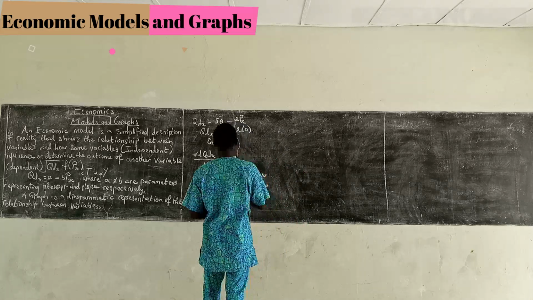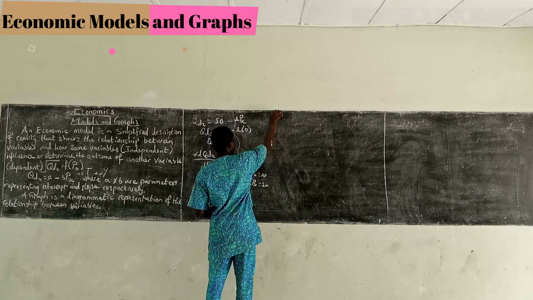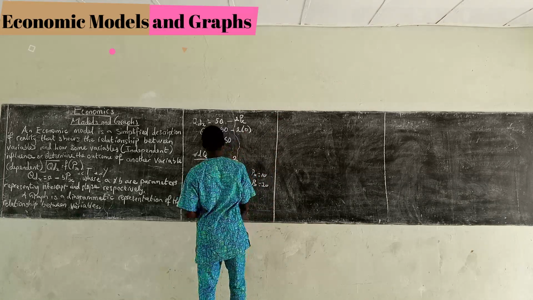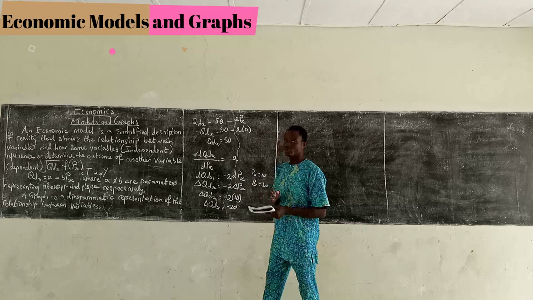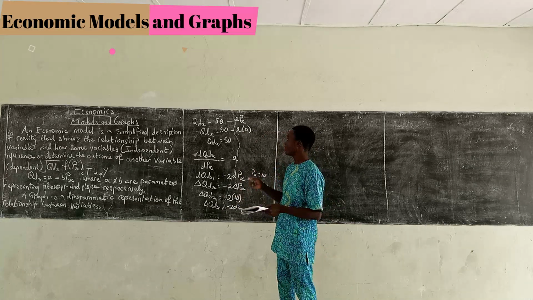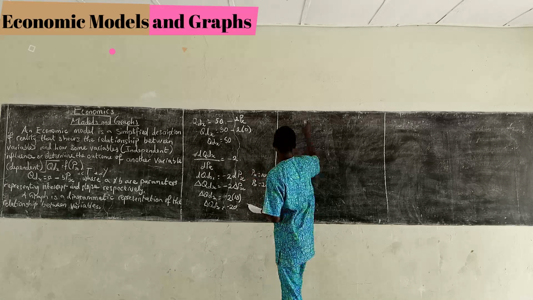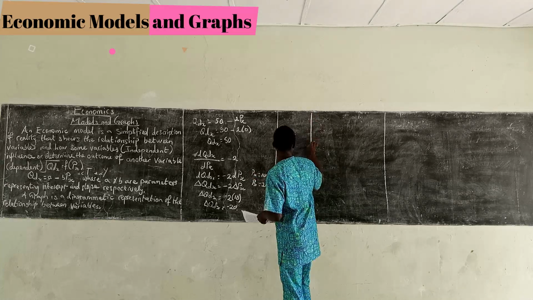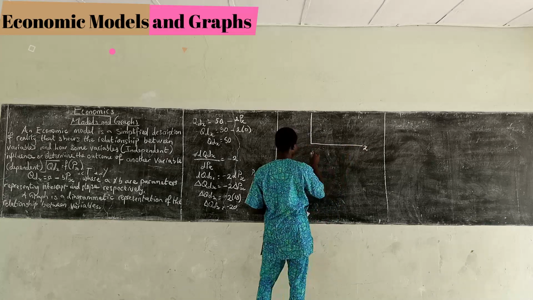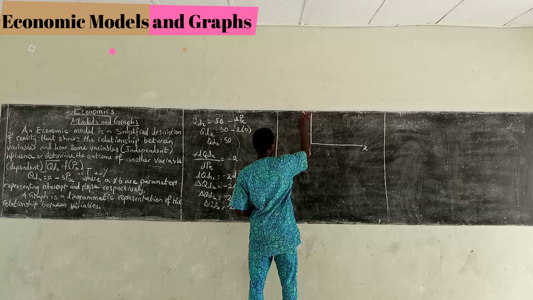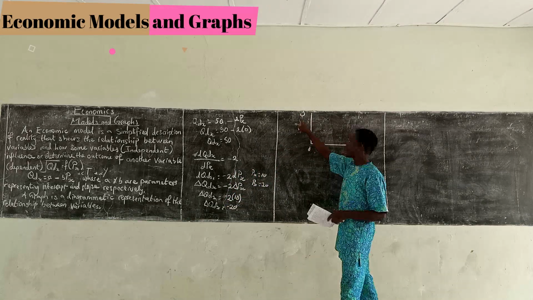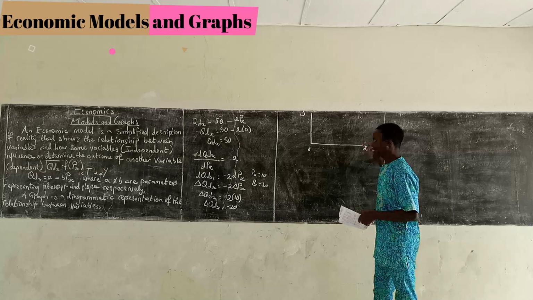Now let's say that we want to use this function to sketch a demand curve. Let me sketch this. This is the x-axis, which is for the independent variable, and this is the y-axis, where you put your dependent variable, where the value of y depends on whatever value x takes.